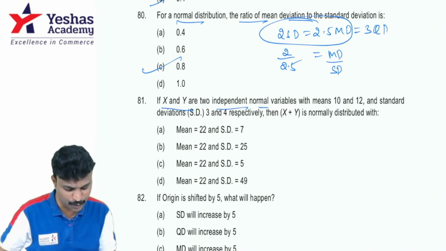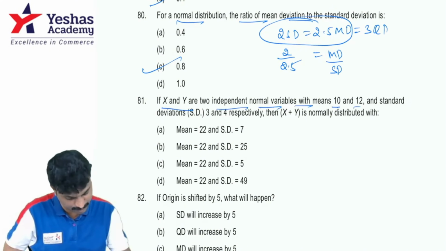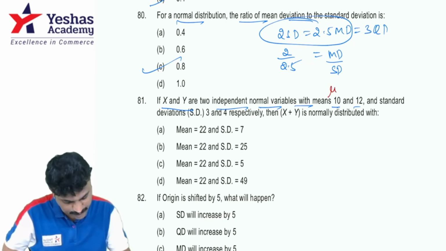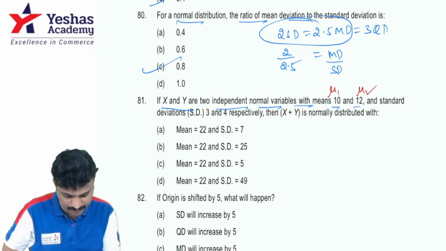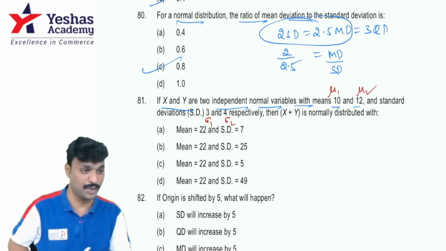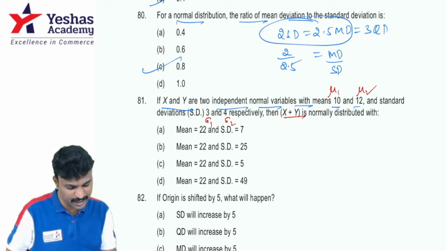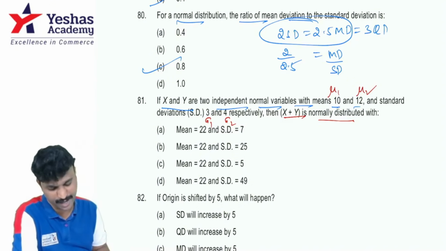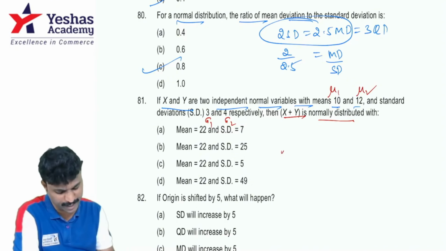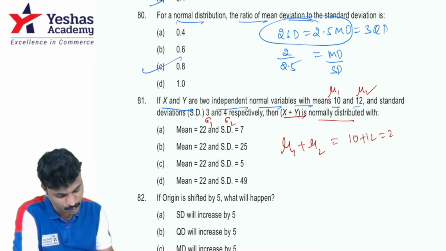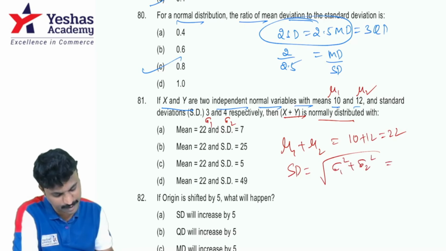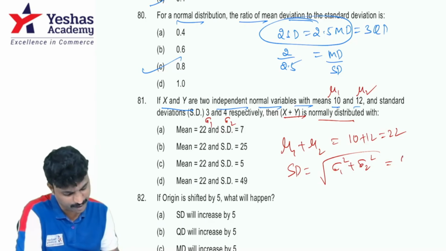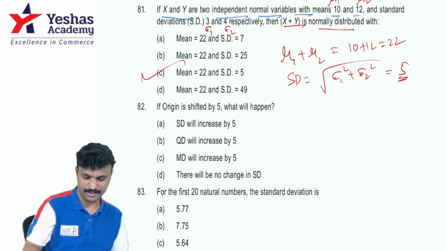Guys, X and Y are two independent normal variables with the means 10 and 12. That means mu1 is 10, mu2 is 12. Standard deviation, sigma 1 and sigma 2 are 3 and 4 respectively. For x plus y normally distributed variable, what is mean and SD they are asking. Guys, it's an additive property you have to apply. Mean is nothing but mu1 plus mu2, which is 10 plus 12, 22. And SD is root of sigma 1 square plus sigma 2 square, which is root of 3 square plus 4 square, root 25, which is nothing but 5. So option C is the right answer.